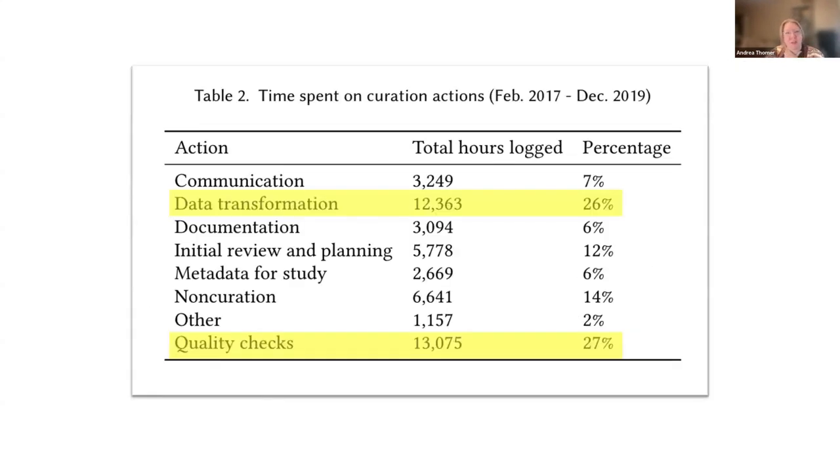Looking at the JIRA tickets also, or the PH files, I think this was from the JIRA tickets actually, it allowed us to calculate a rough approximation of the total number of hours spent on each of these tasks. And I've highlighted the two tasks that I think are probably the most related to data review. So that's quality checks, and that took a full quarter of their time, and data transformation, which took another quarter of their time. So I think the takeaway here is that this is a very time-intensive sort of process.